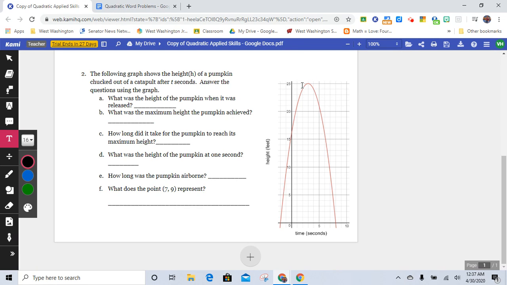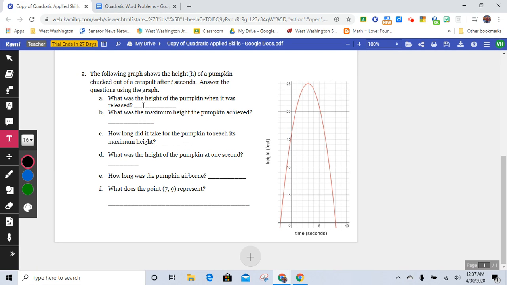But this does not show the travel of the pumpkin. This shows its height. And so that is a key distinction that we need to make. All right, so what was the height of the pumpkin whenever it was released? Well, that's the initial value. And so it was 16 feet.